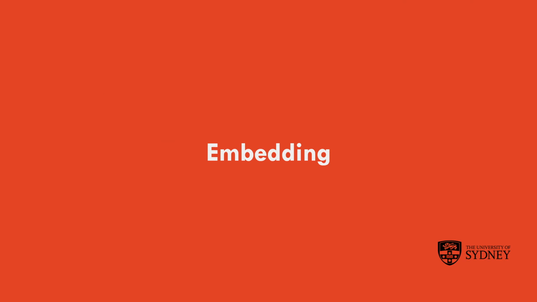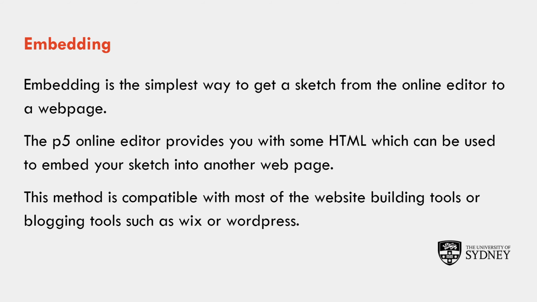So first off, embedding. Embedding is probably the easiest way to get your P5 sketch onto a web page, and if you've already got something built using website building tools such as Wix or WordPress or something like that, it'll usually have an option to embed code. And so the P5 online editor will give you some HTML code that you can then paste into that embed section, and we'll be looking at that and how to get that working.